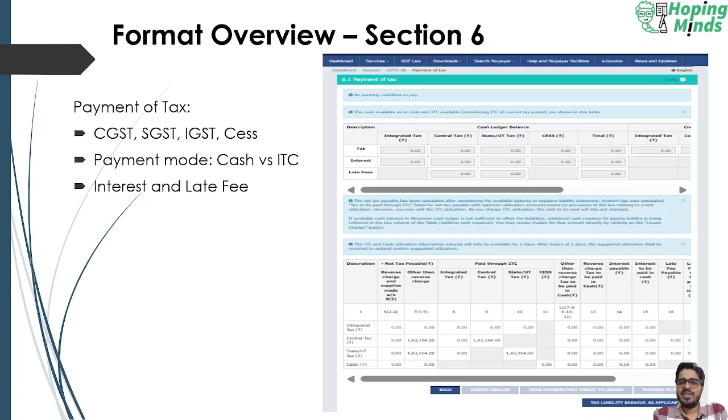Also, the interest and the late fee are required to be paid in cash by challan.